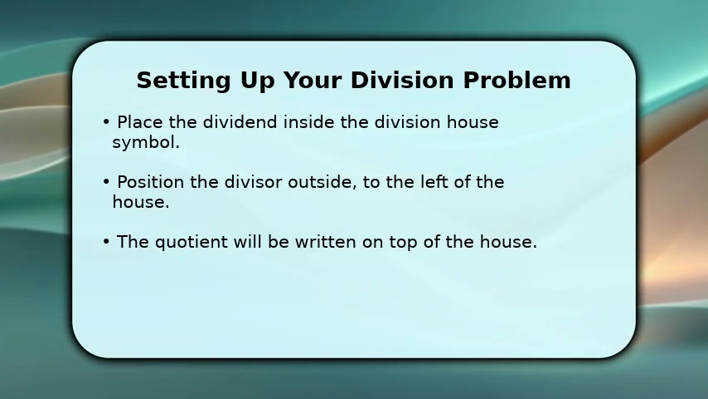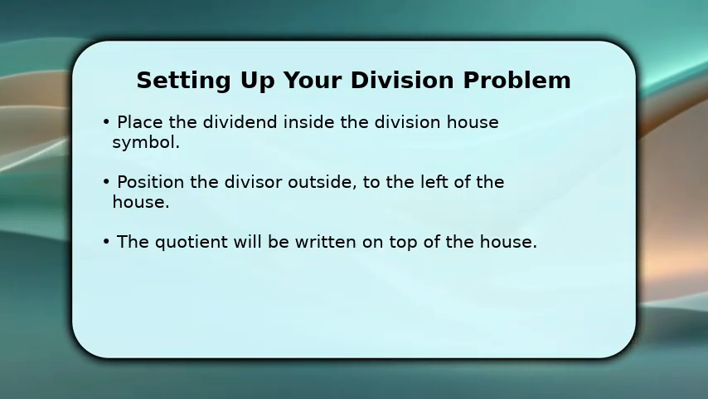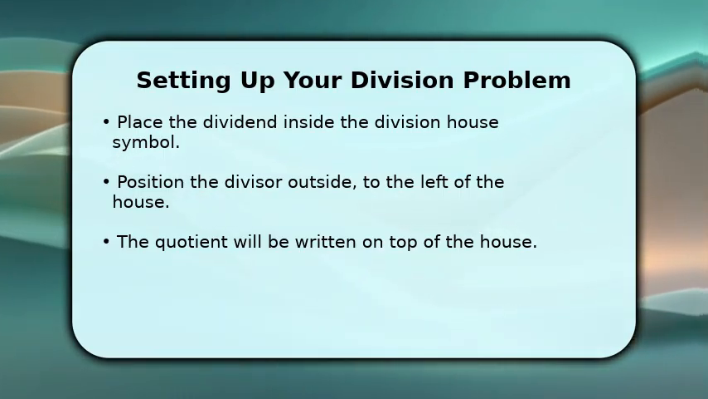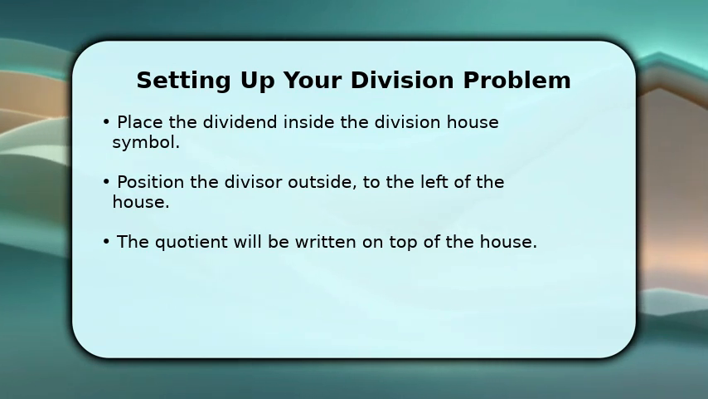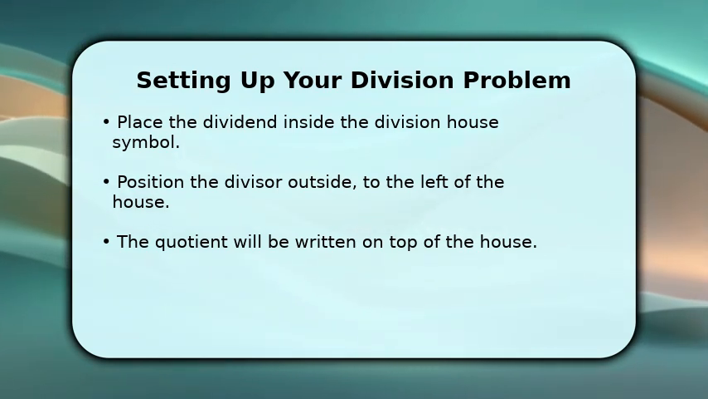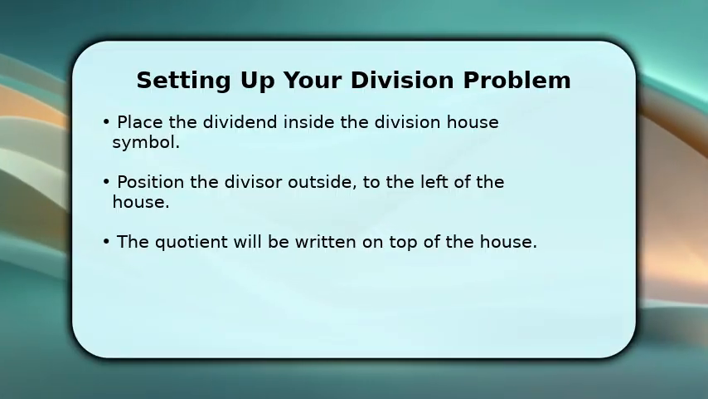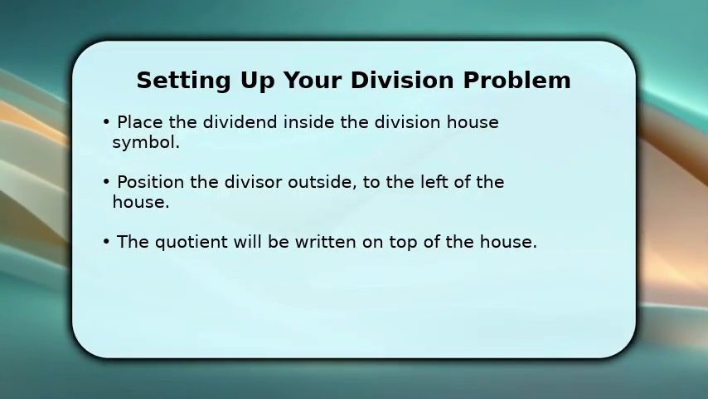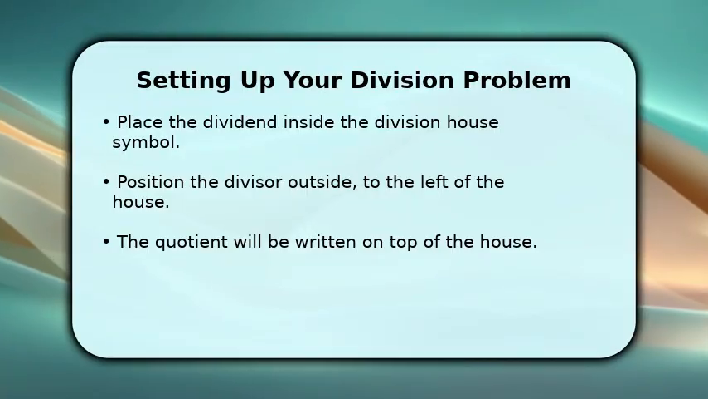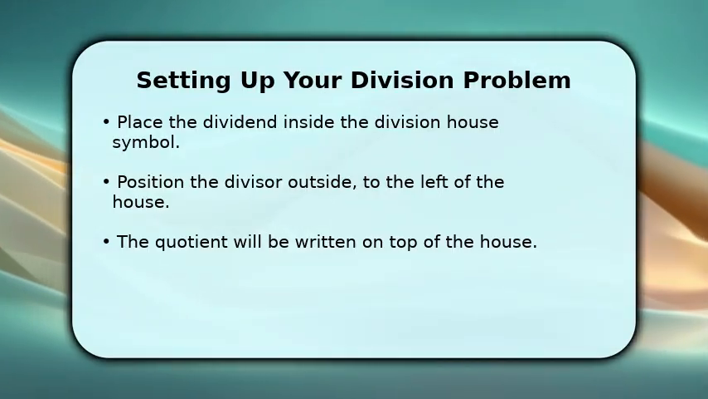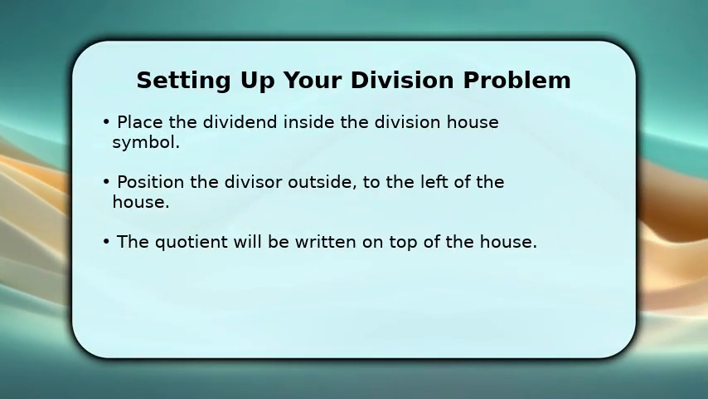First, let's set up our division problem correctly. Imagine the division house as a small shelter. The number being divided, called the dividend, goes inside the house. The number doing the dividing, known as the divisor, sits just outside to the left. The answer, or quotient, will appear neatly on top of the house as we work through the steps.